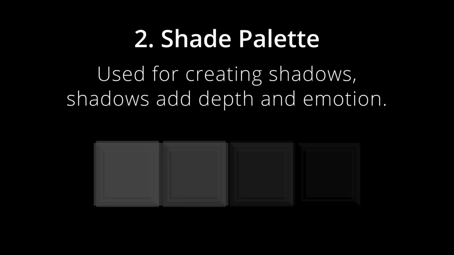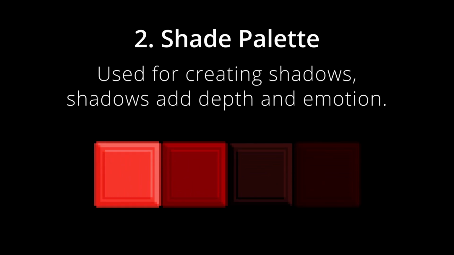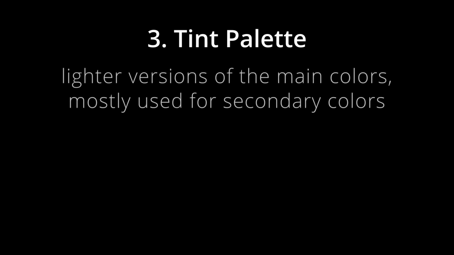Shade palettes are used to create realistic shading, like for example shadows. Shade palette is probably the easiest to understand since it only contains one color, but it's divided into different shades from dark to light or the other way around. Tint palettes are lighter versions of colors. They are mostly used for the secondary colors in the artwork.